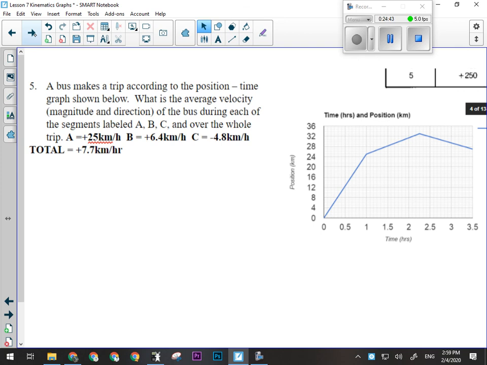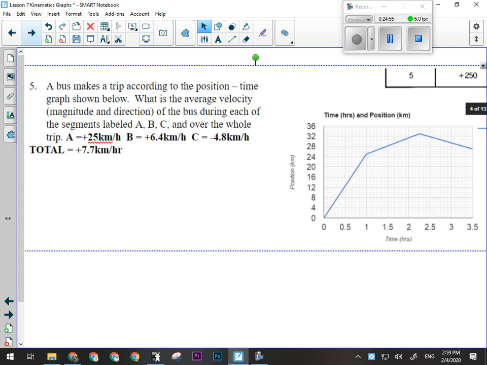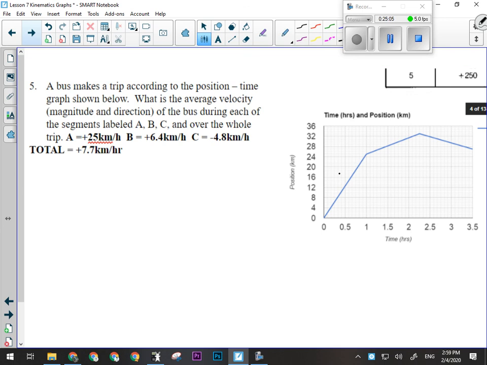I want you guys to try this one. It's actually question number 12 in your workbook. I know it says 5 here, but it's question number 12 in your workbook. If you want to be able to blow the graph up a bit bigger, you can try that. I don't think I can make it any bigger the way I've drawn it here. So it's a position versus time graph. We're looking for the average velocity in each of the three sections. So this would be section A, B, and C, and then over the whole trip as well.